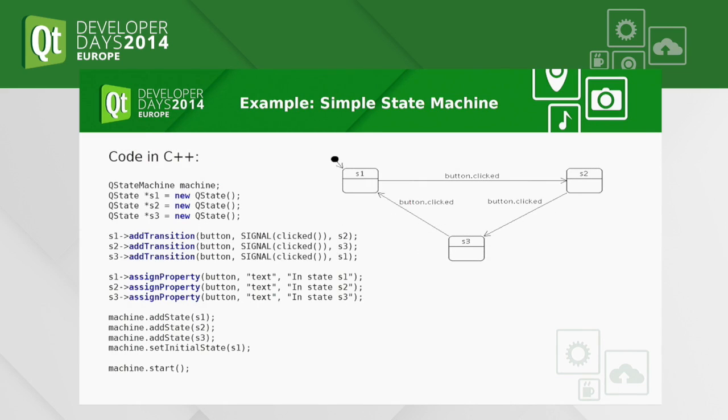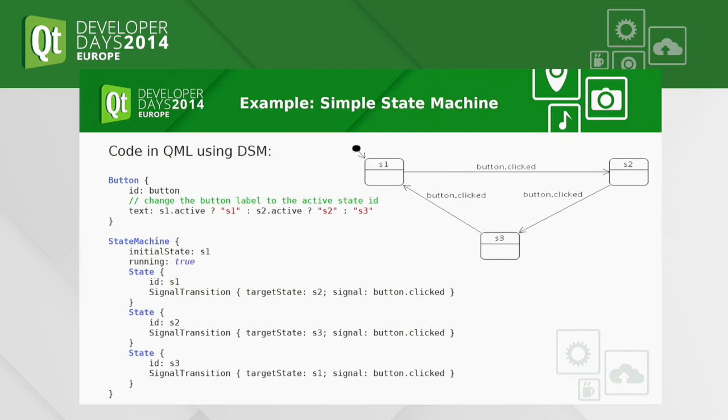Keep that in mind. That's how we would do it with the Qt State Machine Framework, as you already know, in C++. You create a QStateMachine instance, you create QState instances, you connect them by adding transitions, and each time one of these transitions triggers, it actually changes the label of the button. You can see that in the second paragraph with the assignProperty method calls. Finally, you add the states to the machine, set the initial state, and then start it. That's about it, not anything else.